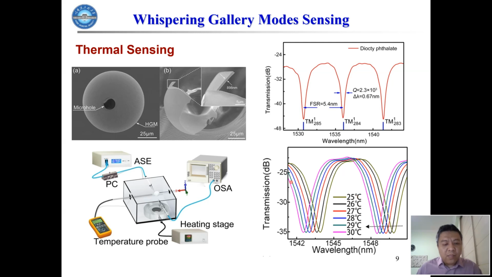We also did some thermal sensing work. This is very simple. We put a heat stage at the bottom of a glass box, and we fix the hollow sphere on the top of the box because we operate under the microscope. We observe the shift as the temperature increases. This is a blue shift.